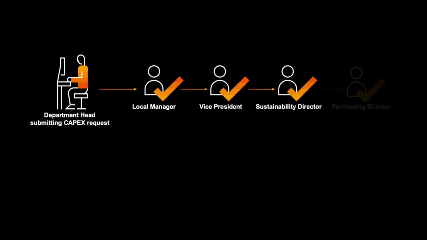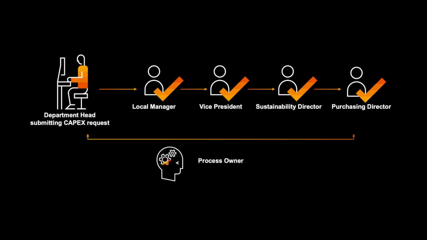We'll start with the department head who's looking for a new office building for a new team. As you can imagine, the request has to go through a list of approvers, and we'll explore how SAP Workflow Management Service helps with their decision-making process. Lastly, we'll look at how process owners can manage and improve process steps for CAPEX expenses across the organization.